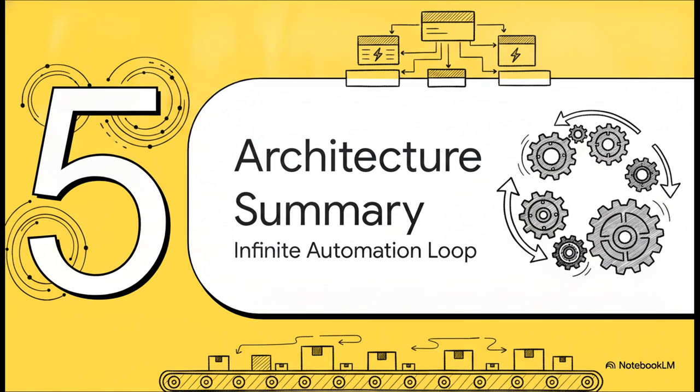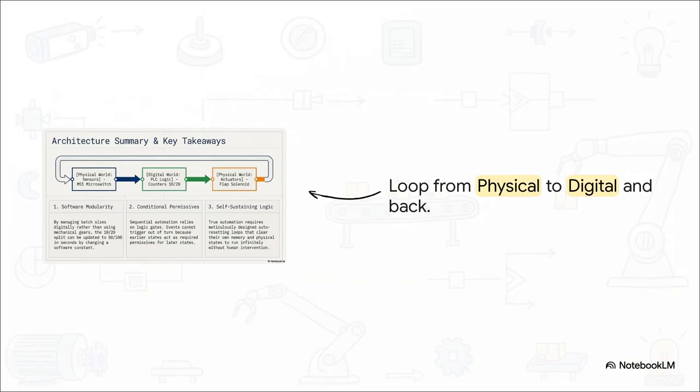Now, let's zoom back out for our final part, the architecture summary and key takeaways. It's time to look at the macro view of this infinite automation loop. Let's see how this builds into a complete system architecture. It's essentially a continuous, high-speed conversation. The physical world, via the MS1 microswitch sensor, feeds pulses right into the digital world. The digital PLC logic uses its internal counters to process those pulses.